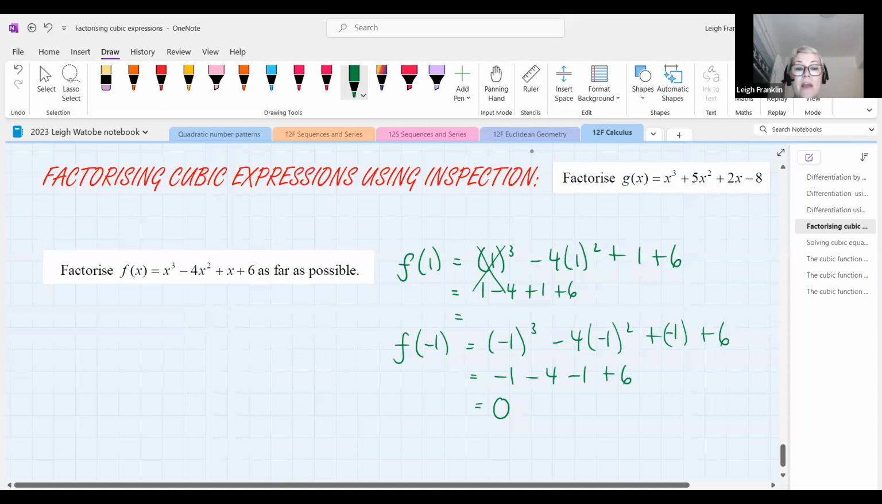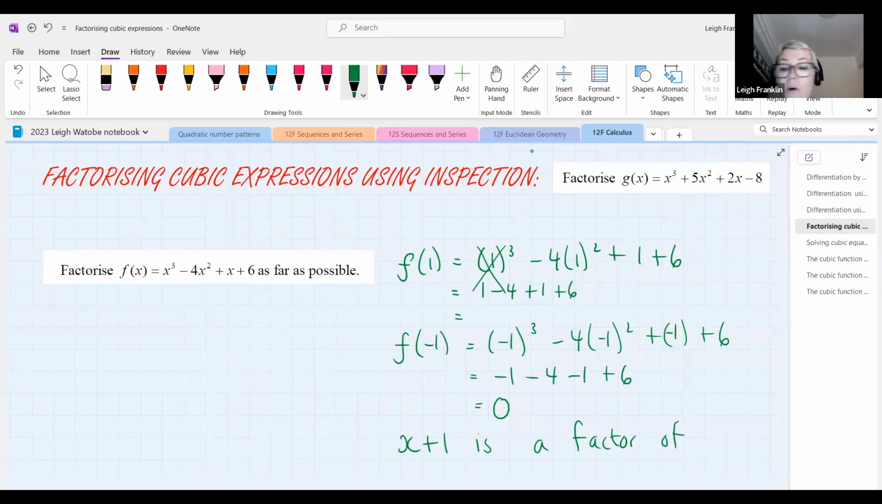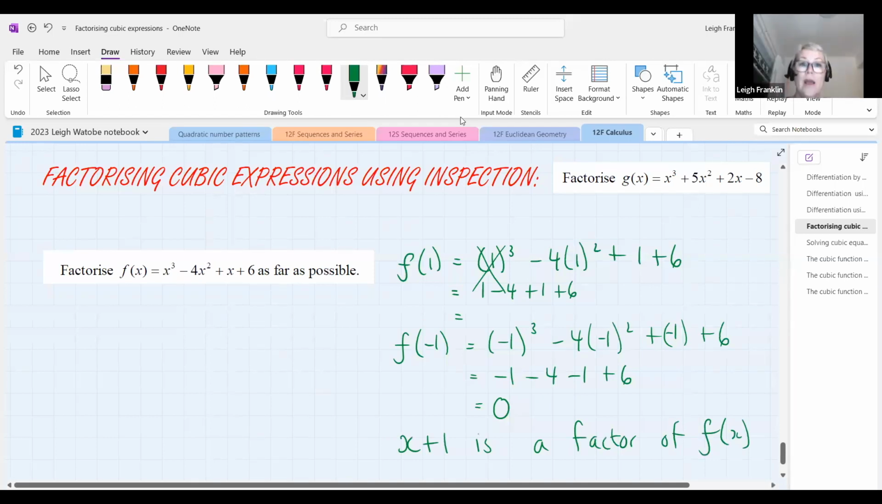Okay, so if f of -1 gives us 0 as an answer, what does that mean? It means that x plus 1 is a factor of f of x. Okay, so we're going to use that.